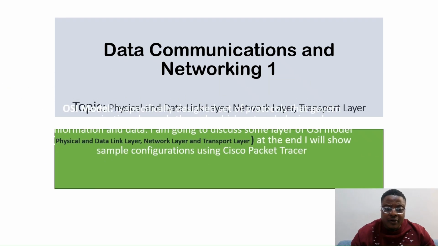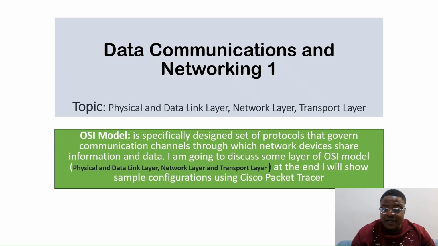First of all, the OSI model is specifically designed as a set of protocols that govern the communication channel through which network devices share information and data. I'm going to discuss some layers of the OSI model, like I said before: physical and data link layer, network layer, and transport layer. At the end, I will show a sample configuration using Cisco Packet Tracer.